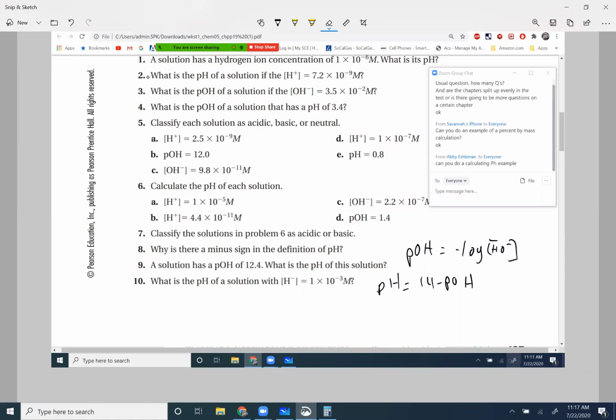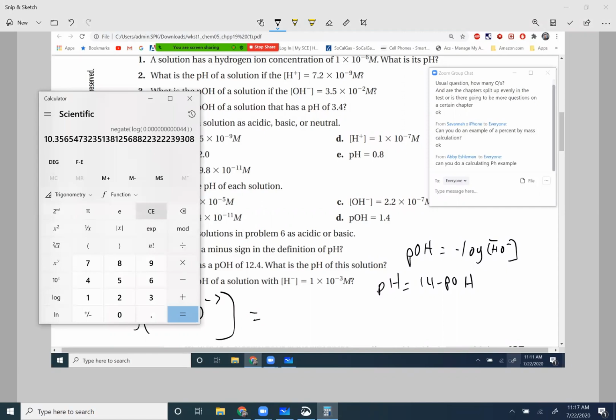So we're going to do the negative log of the 2.2 times 10 to the negative 7. And again, our answer should be somewhere around 7, might be 6, might be 7 point something. So we should get somewhere in that range. If we're plugging in our calculator and we're not getting that, then we did something wrong.